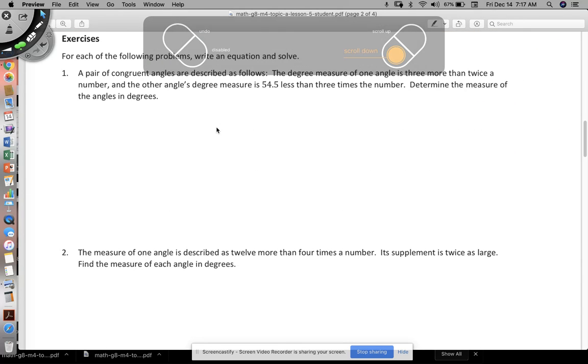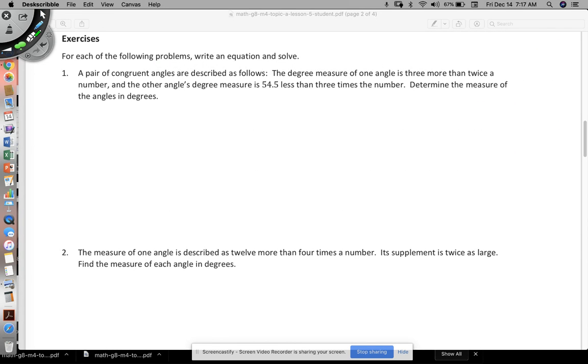Okay. So the first one we have here, it says a pair of congruent angles. Congruent means that they're the same. Okay, so same. All right, are described as the following. The measure of one angle is 3 more than twice a number, and the other angle measure is 54.5 less than 3 times a number.